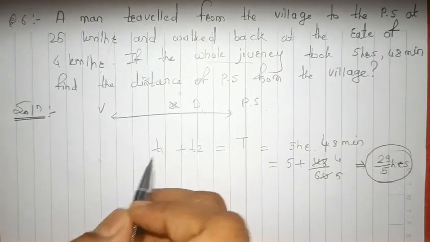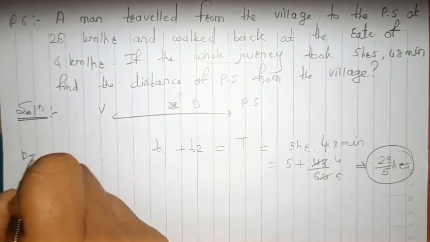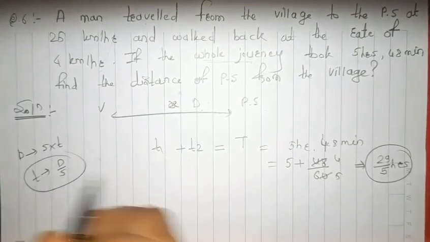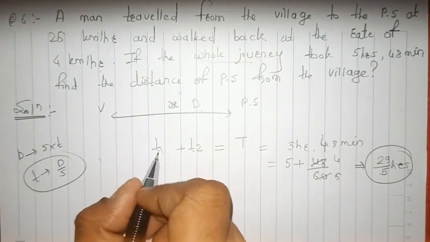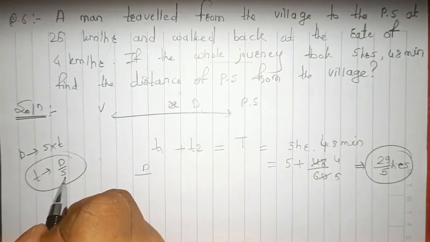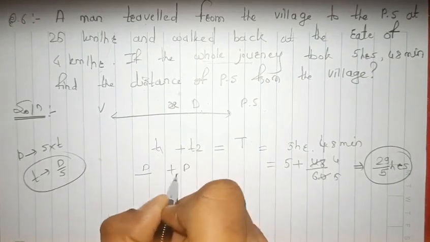That is our total time. Now, what is the formula for distance? Distance is equal to speed into time, so time would be distance upon speed, right? Now, what is the distance for the first part? Village to post office is D, and for the second part it is also D, right?